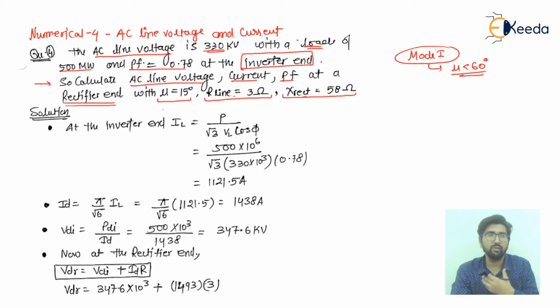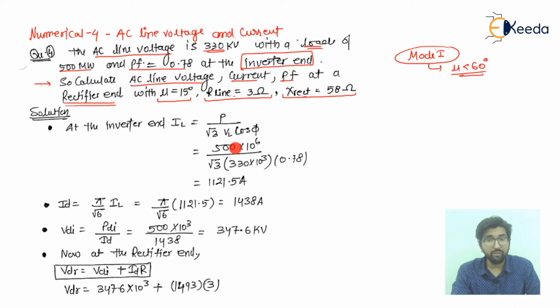First we will find the different values which are going to be used on the rectifier side. So firstly, find the different values. Let us start with the inverter end. If I talk about the inverter end, then we are finding the IL. It is very easy, because in power systems we have already used this formula: power upon root 3 VL cos phi. This is the simplest formula we have used in power systems so many times.